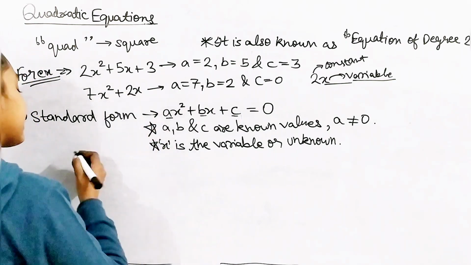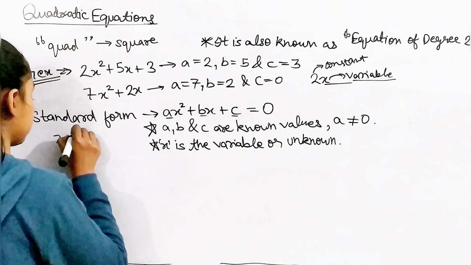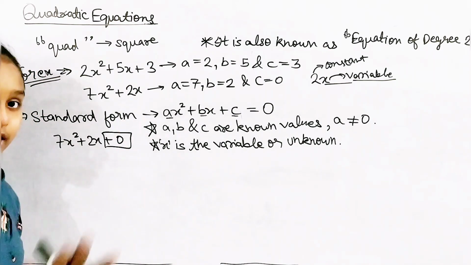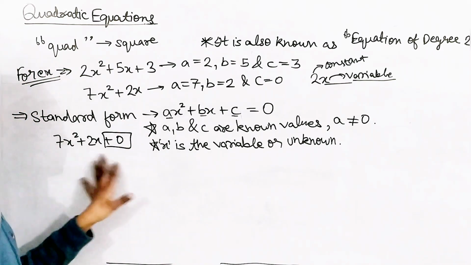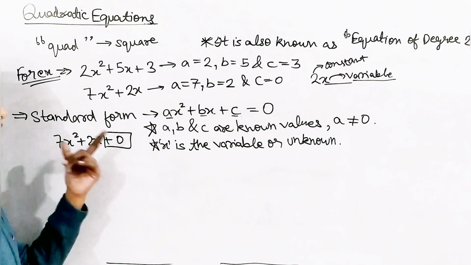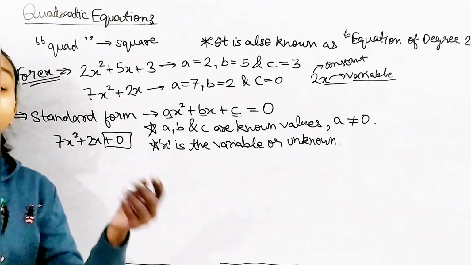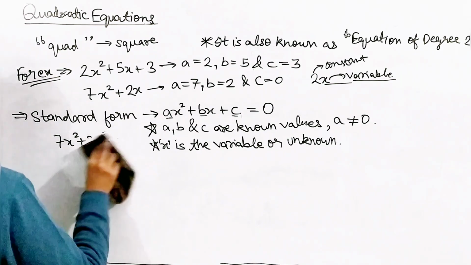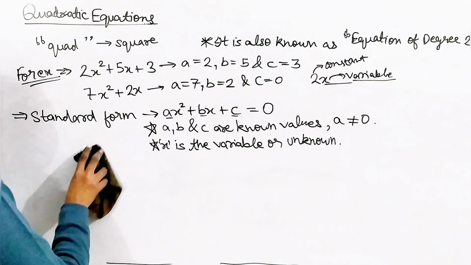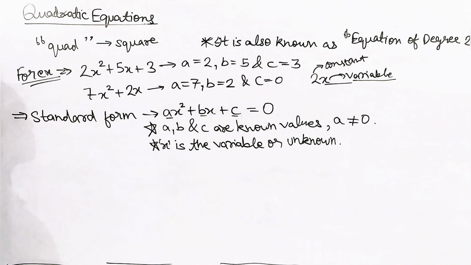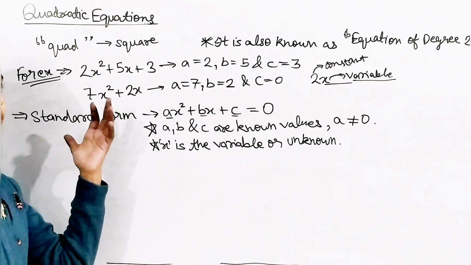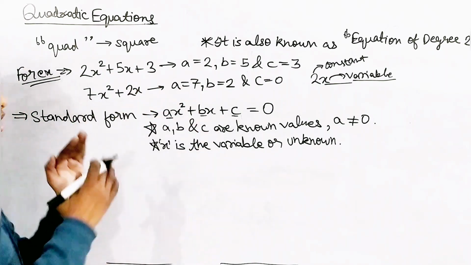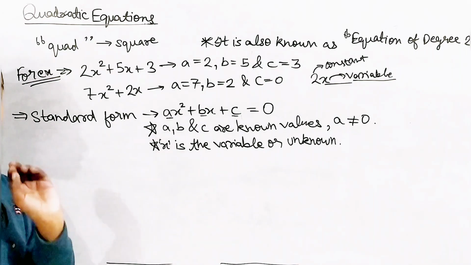We could also have written it this way: 7x squared plus 2x plus 0. But that isn't necessary, because if there isn't any constant, this means the constant's value is 0. Equations where some of the variables or constants are not represented, we call hidden quadratic equations, where some part is hidden.